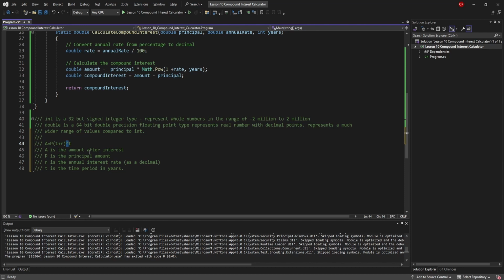So A is the amount after interest. Gosh, I'm sorry, guys. I'm not trying to confuse you. P is the principal amount. R is the annual interest rate as a decimal. T is the time period in years. All right, so let's step through the code.